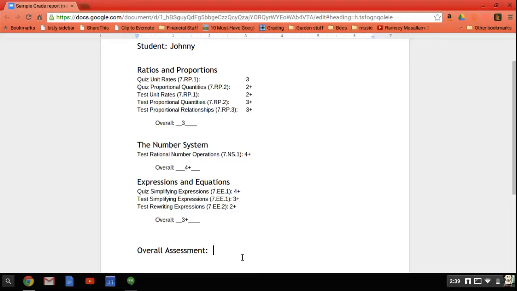I would have a conversation with Johnny. Where do you think you fall in this? How do you think you're doing overall? And I think that we could come to an agreement that Johnny at this point has almost mastered his material for his math class up to this point. And of course, what would go in PowerSchool and then eventually go into a report card, we would take that 3+ and convert it to an appropriate number grade that fits that scale. So this is how standards-based grading will be used in our classroom.